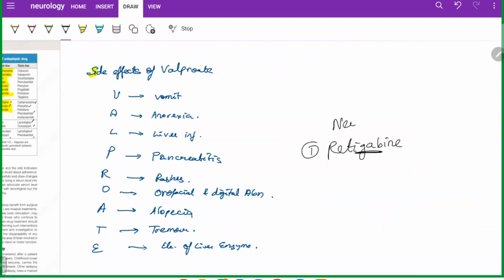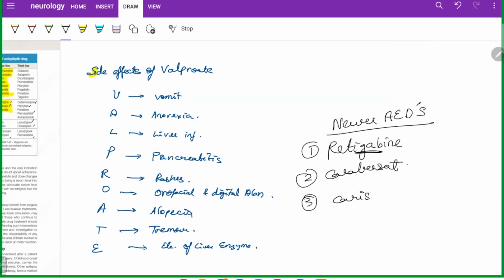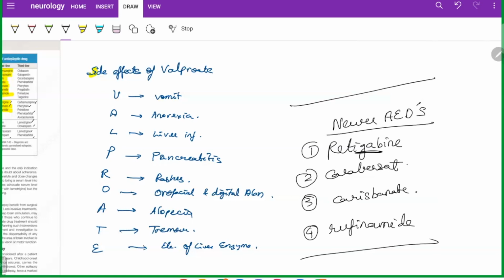Okay, newer AEDs, keep them in mind. Even if you have MCQs, so the 2019 batch has MCQs, right? For them also, maybe they can ask you to choose which is the newest anti-epileptic drug in your exam. So even then you have to remember. Okay? Whatever it is, just try to remember. The second thing is going to be carabersat. Third is going to be carisbamate. And the fourth one is going to be rufinamide. So keep these 4 drugs in mind, so that you can write in your exam.